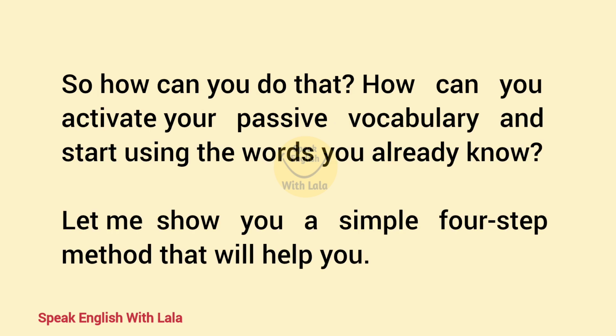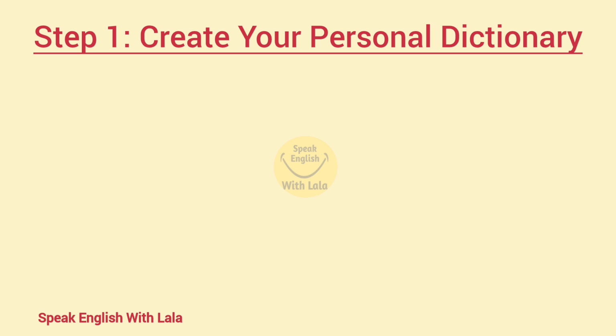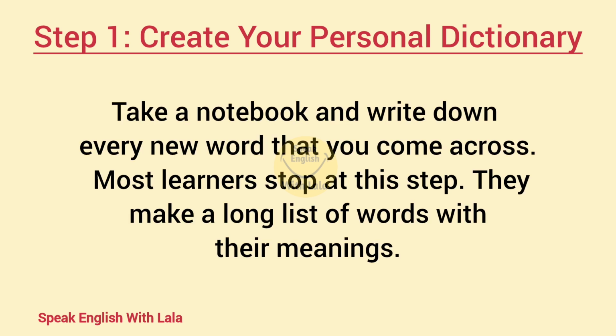So, how can you do that? How can you activate your passive vocabulary and start using the words you already know? Let me show you a simple 4-step method that will help you. Step 1. Create your personal dictionary. Take a notebook and write down every new word that you come across.